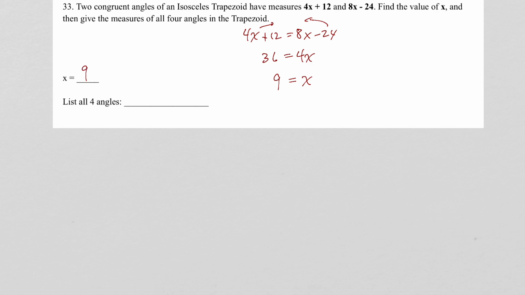Then 4x plus 12 is one of the angles. So 4 times 9 plus 12 is 36 plus 12, which is 48. So I know one of the angles is 48. The adjacent angle is supplementary, so 180 minus 48 is equal to 132. So the other angle is 132. And then because this is isosceles, we have another 48 and another 132. I guess I could have listed them differently, but those are the 4 angles.